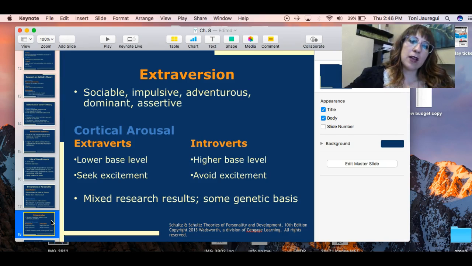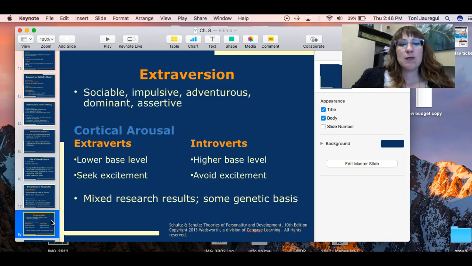Cortical arousal. So extroverts, lower base level, seek excitement. Introverts, higher base level, avoid excitement. So they're kind of two opposing forces, right? Mixed research results, some genetic basis, based on some of his findings.